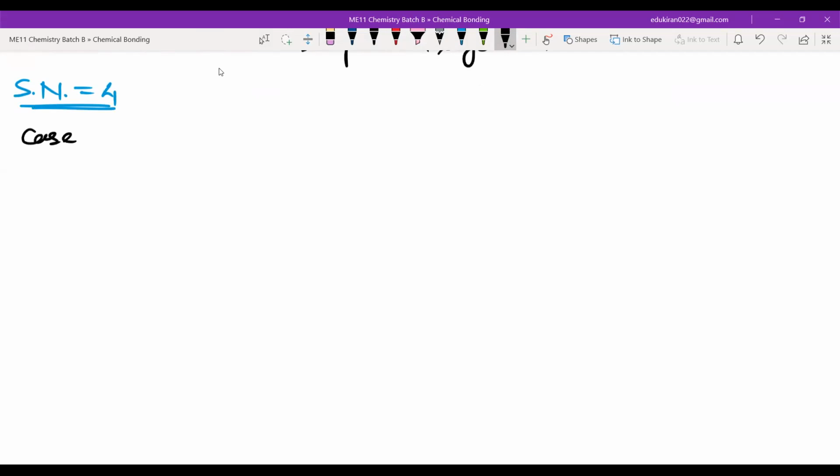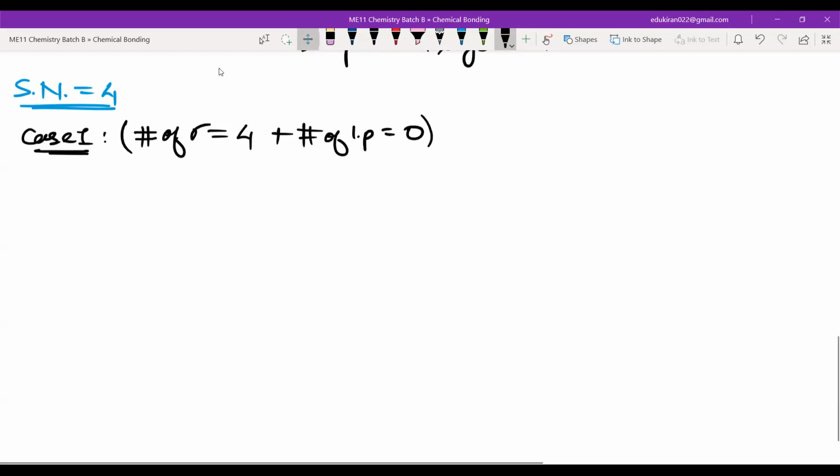So case 1 is, you can have steric number 4 when the number of sigma bonds is equal to 4, plus the number of lone pairs is equal to 0. Now, this will give me the steric number 4. So in case 1, the steric number is equal to 4. And after that, we write the hybridization. So what will be the hybridization according to the table that I have given?